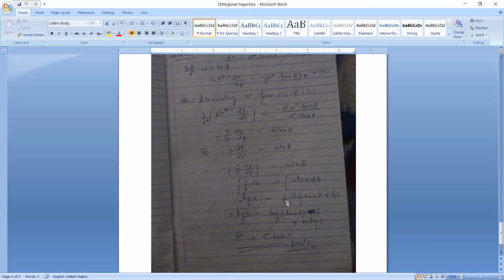Now integrating both sides, log r = (1/n) log sin nθ + log c. On solving, this can be written as r^n = c sin nθ. This is the required orthogonal trajectory for the given equation.